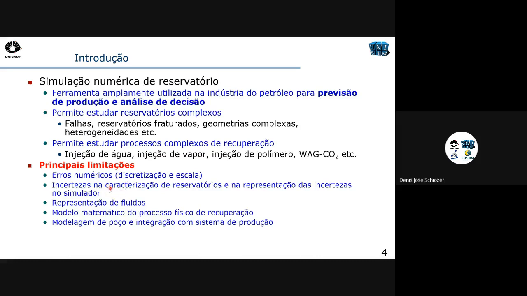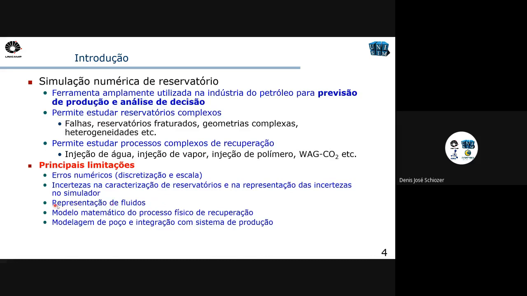And in order to do that, we have to represent the reservoirs even faster, because instead of running one model, normally we run hundreds of models or even more. Okay, so numerical errors is the main limitation. Uncertainty is the second main limitation.